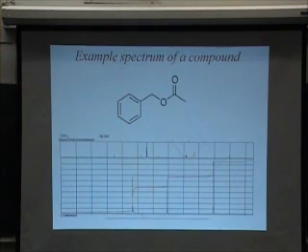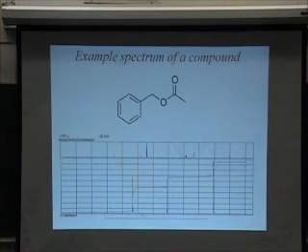Phenyl acetate है ना ये. ठीक है. So this is phenyl acetate. Now let's see where the protons are. There's a CH3 group here. I think it's benzyl acetate. Benzyl acetate. So there's a CH3 group here, a CH2 group here, and an aromatic complex here.